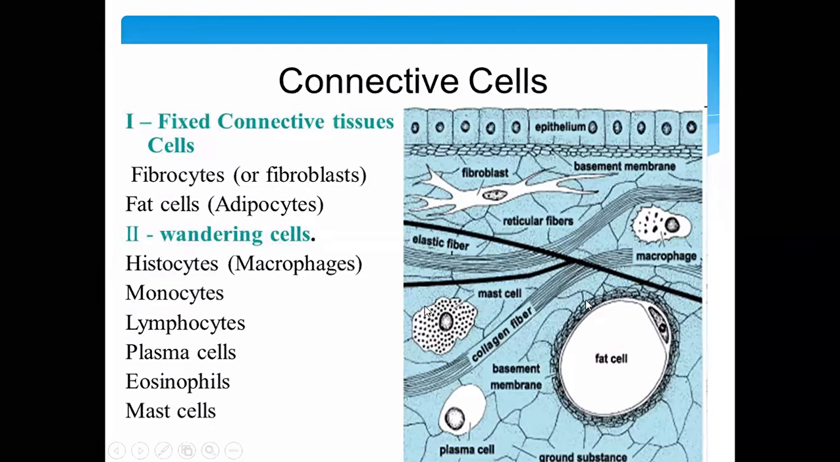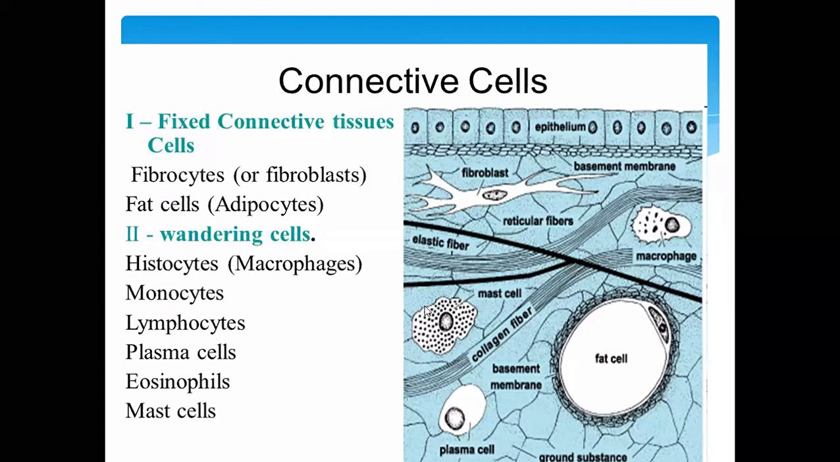So, fixed connective tissue cells, repeat: you have fibrocytes or fibroblasts, fat cells or adipocytes. Wandering cells: you have another name here again, histiocytes or macrophages. You have monocytes, lymphocytes, plasma cells, eosinophils, and again, mast cells.